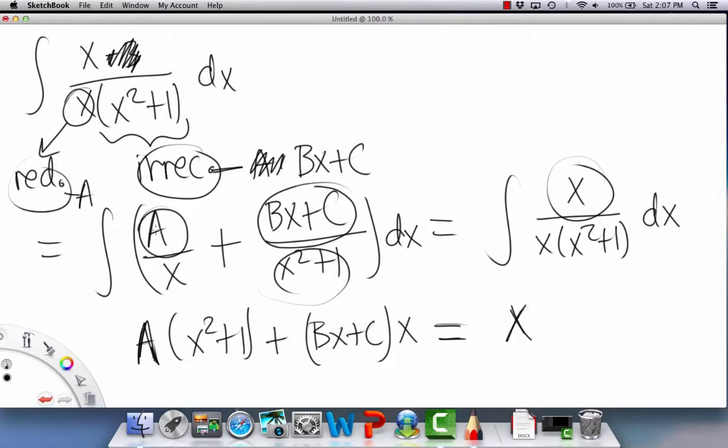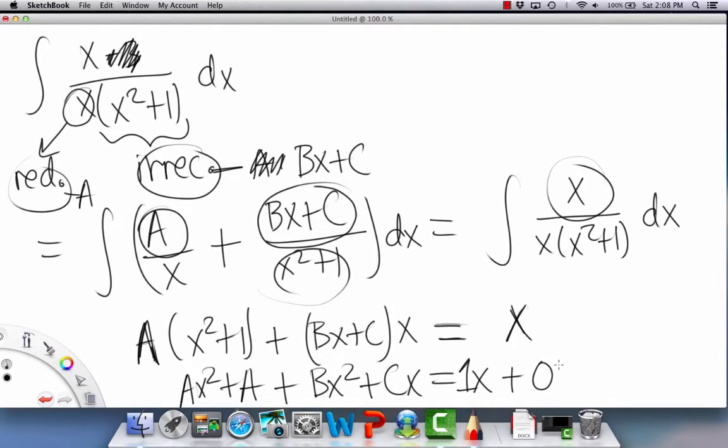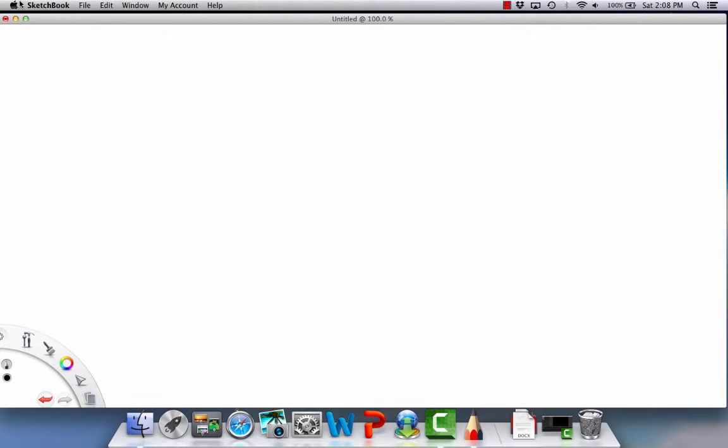Because once we do all this, you can do the whole fraction and then multiply times top and bottom, but you're going to get the same answer. So once we simplify this, we're going to get ax squared plus a plus bx squared plus cx equals x. And this is like a 1x plus 0. Okay, so what we're going to do now, I'll move on to the next slide.